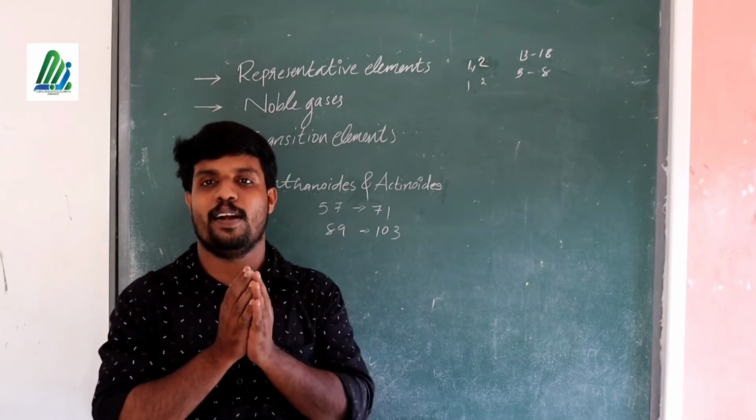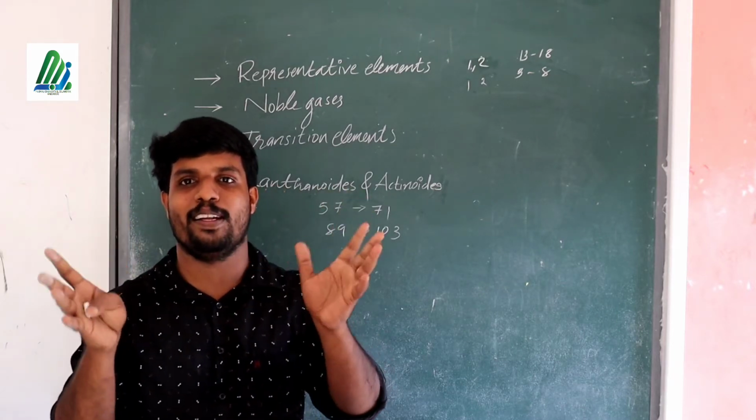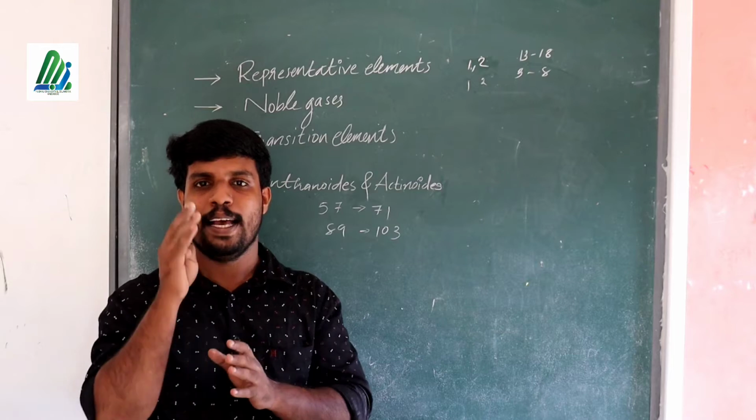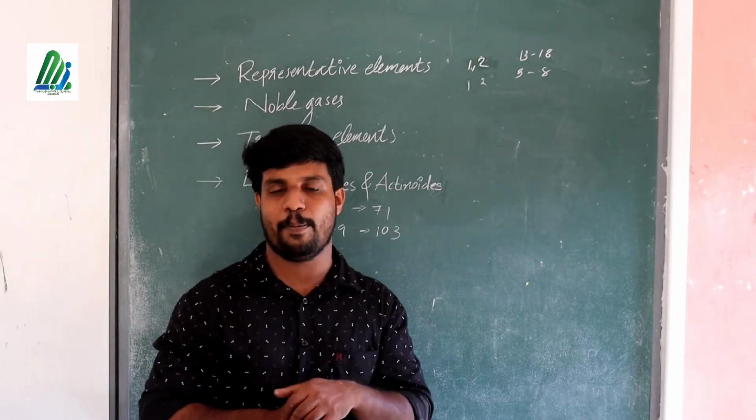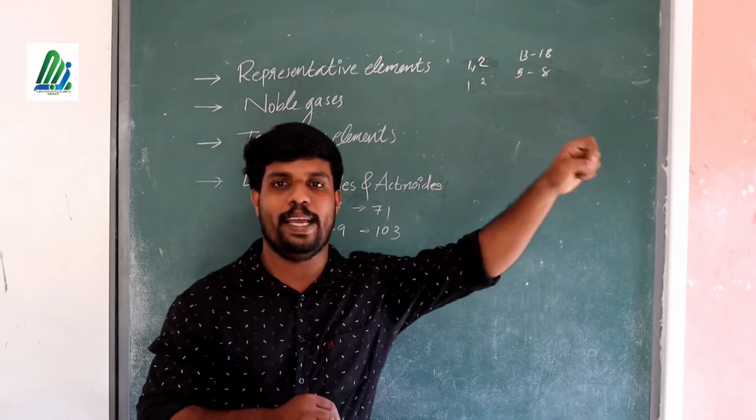Okay, so they are known as what? They are known as representative elements. All types of elements are included in these groups. That's why they are known as representative elements. So group number is important: 1 and 2, then 13 to 18.